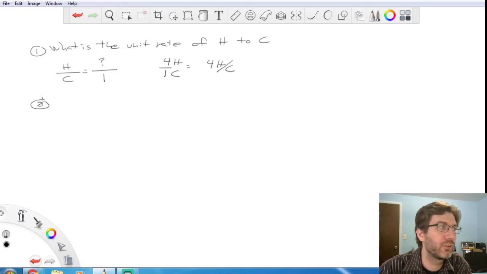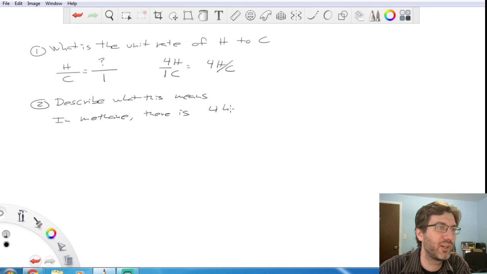Number 2 is saying to describe what this means. This means in methane, there is 4 hydrogens for every 1 carbon.